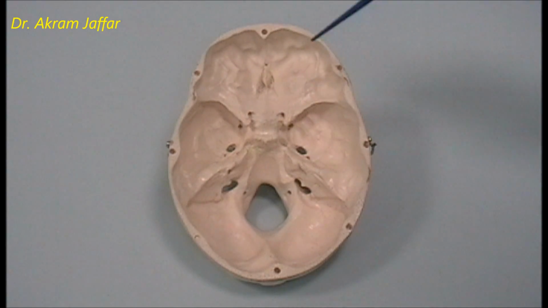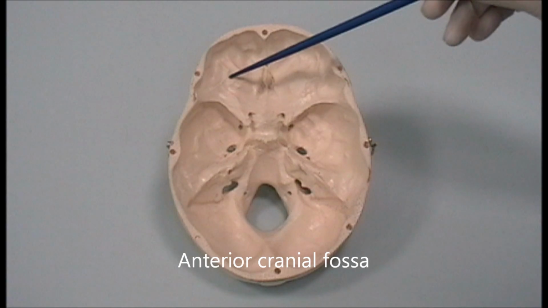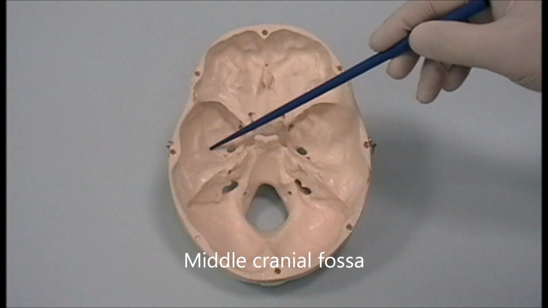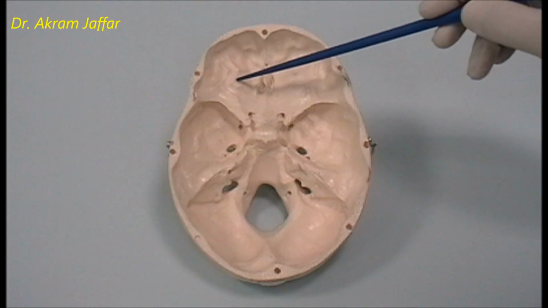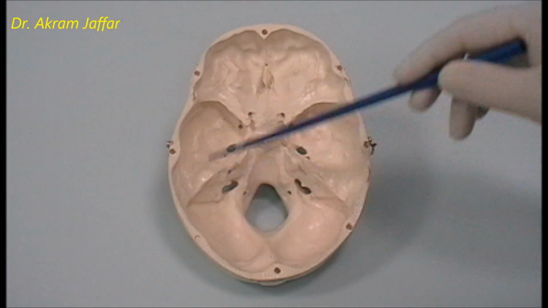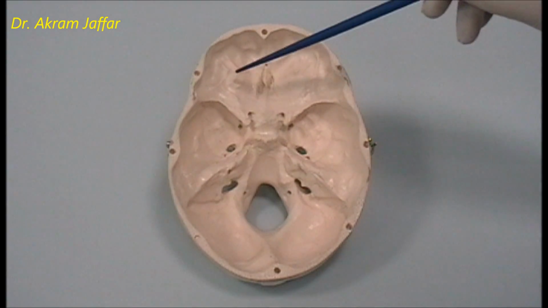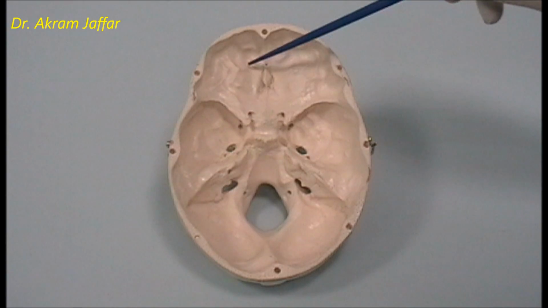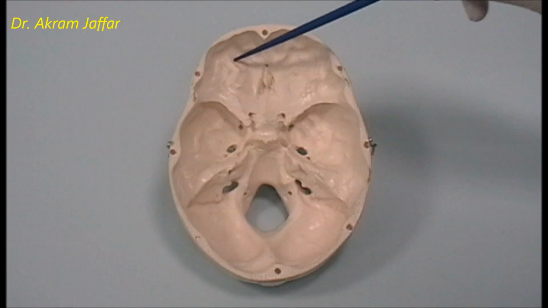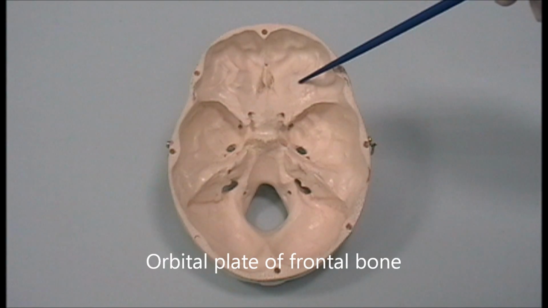In the inside of the skull, there are the three cranial fossae: the anterior cranial fossa, middle cranial fossa, and the posterior cranial fossa. And as you can see, they descend like the levels of a staircase. The floor of the anterior cranial fossa is primarily made by this part of the bone, which is called the orbital plate of the frontal bone. This is another orbital plate of the frontal bone.